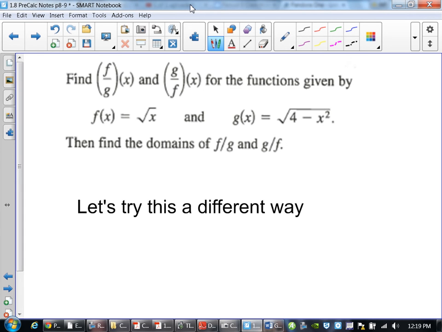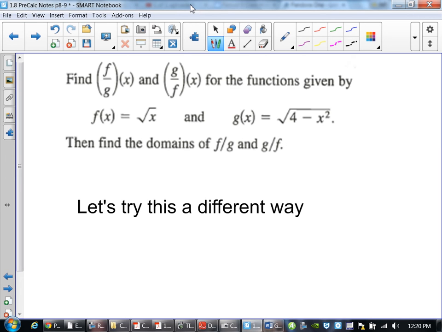Anyway, what I want to do first is I want to write out the domains for the possible values of x, for f of x, and then for g of x. So what are all the possible values for f of x? Well, can it be a negative? Can it be 0? Yeah. So anything greater than or equal to 0.